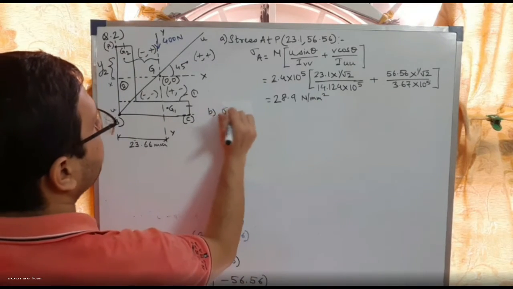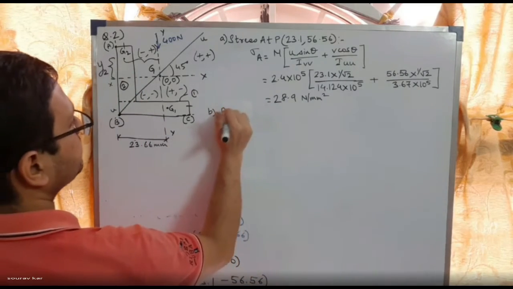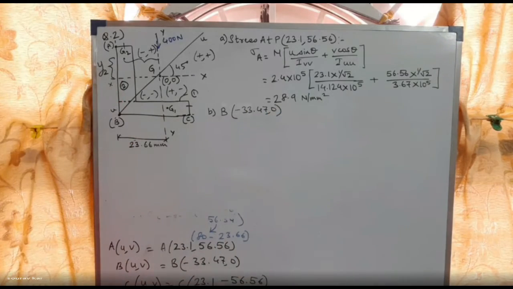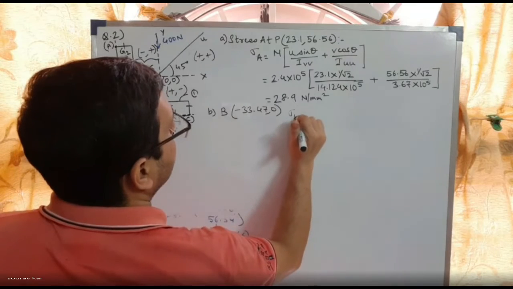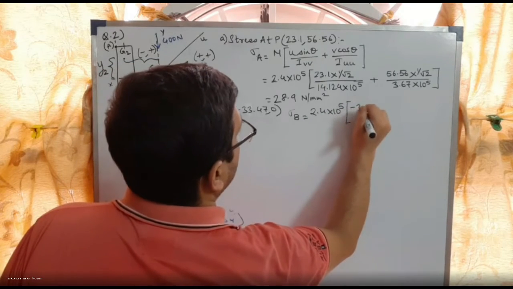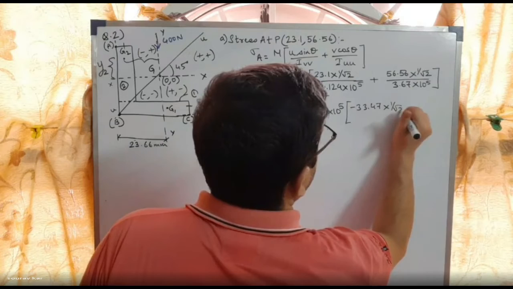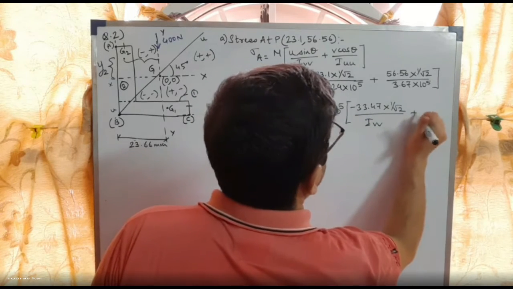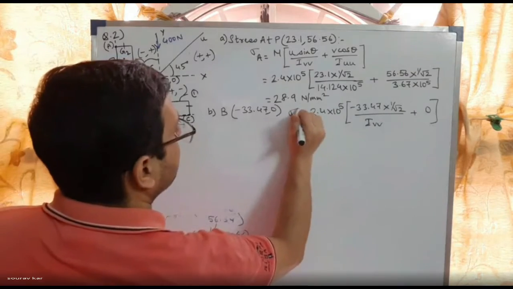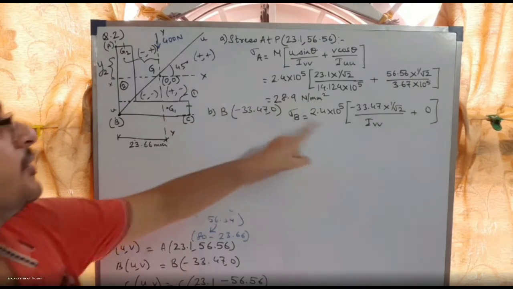Similarly, we will find out the stress at B. B point is minus 33.47, so the stress at point B is M into U sin theta divided by IVV plus 0. It is something like this, 2.4 into 10 to the power 5, because here V is 0. We are putting V as 0.